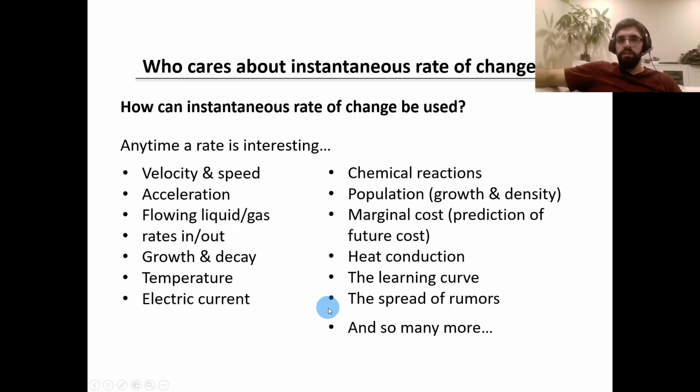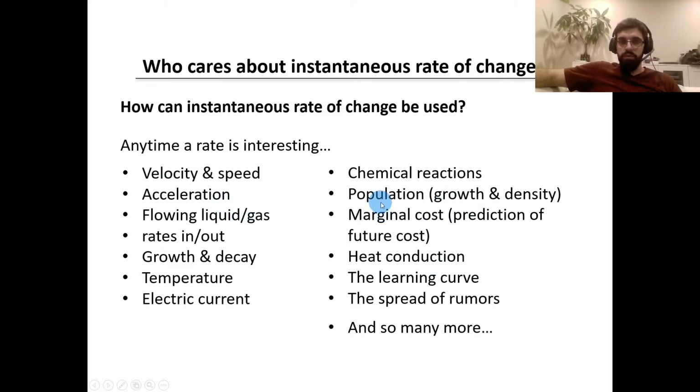So who cares about instantaneous rate of change? Instantaneous rate of change is used all over the place. In calculus, and then if you get to physics, you're going to spend a ton of time talking about velocity or speed, which is change in position over change in time, and a lot about acceleration and how those are related. Gosh, all of these things we could talk about for a while.